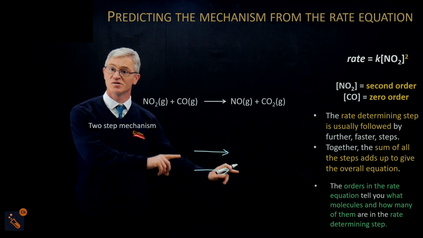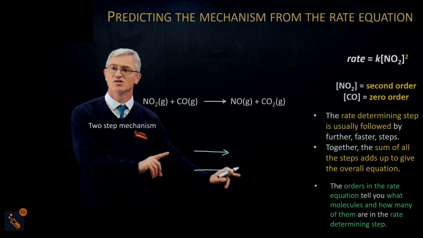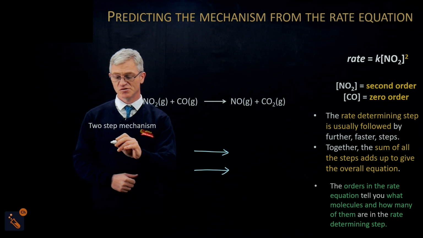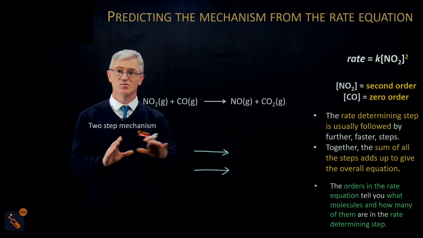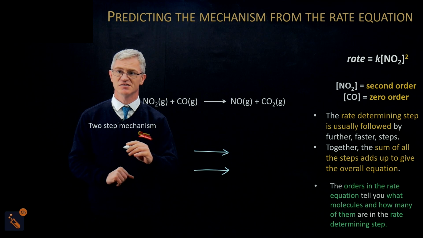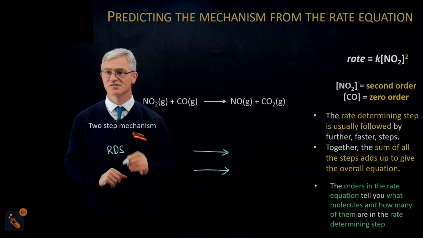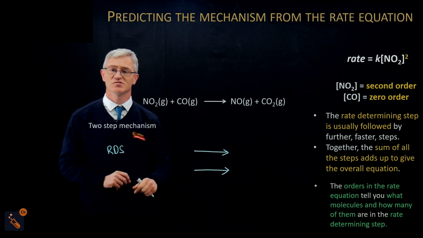That means, according to that rule down there, that there are 2 molecules of NO2 in the rate determining step. So the rate determining step is usually the first one. If they refer to the first one as the slowest step, they're telling you it's the rate determining step. So I'm just going to label this as the RDS, our rate determining step, going across the top.